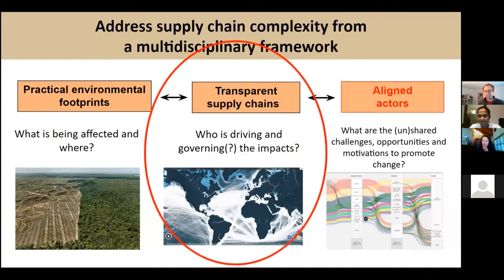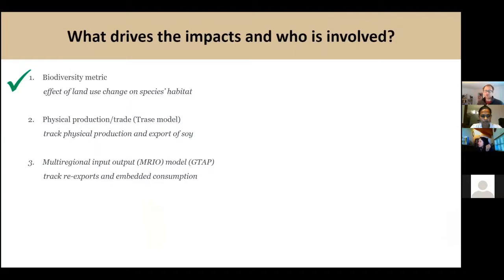Okay, so now moving on to the second section, which is really about the supply chains and how we join those to the biodiversity impact. So we've got the biodiversity metric, and then the next step is to think about how we model the movement of a physical commodity and how that enters international supply chains. So for now, and I'll go into a bit more depth, you can think about this as two components.